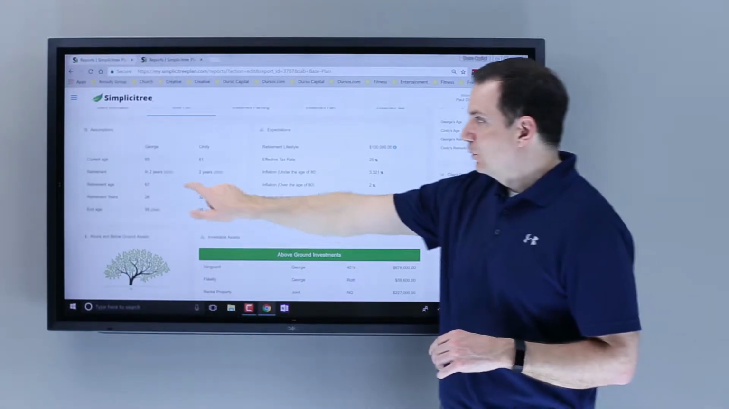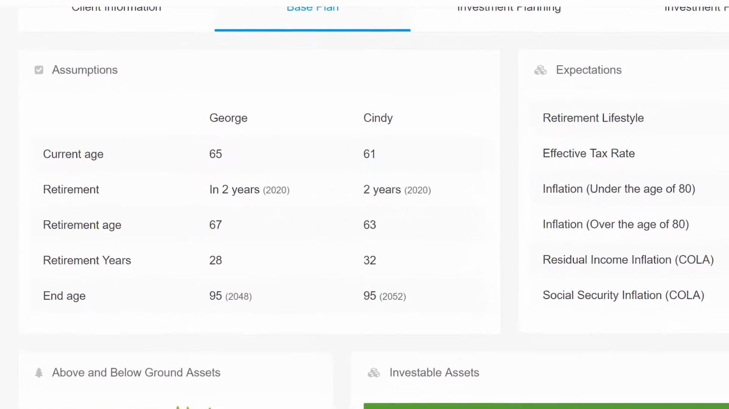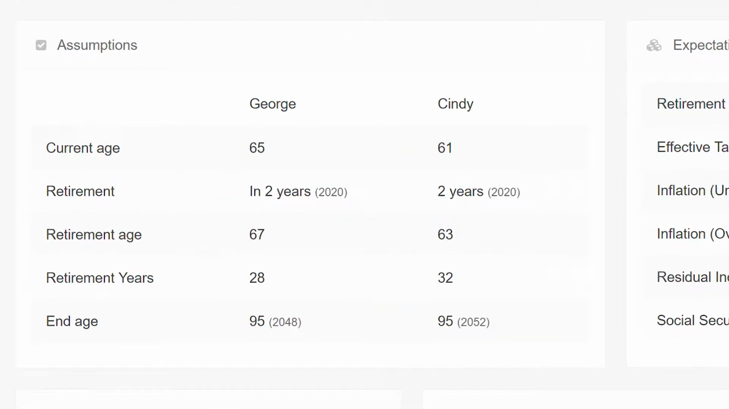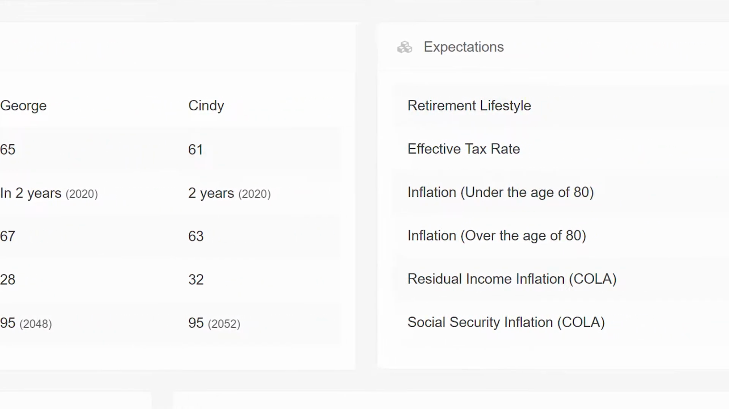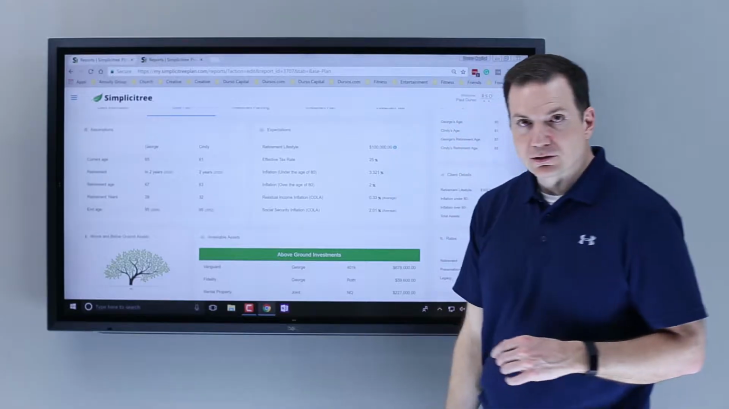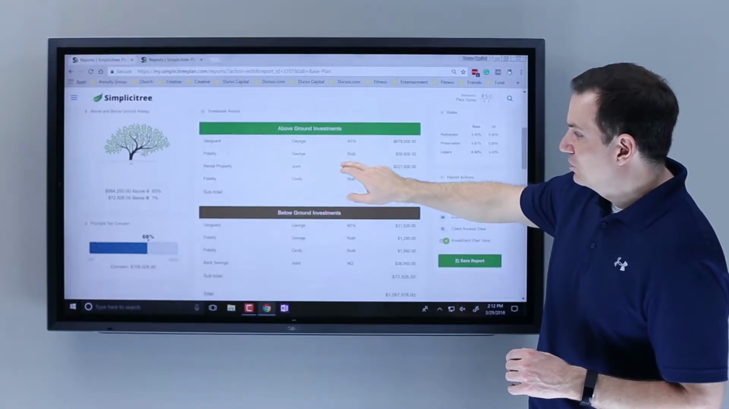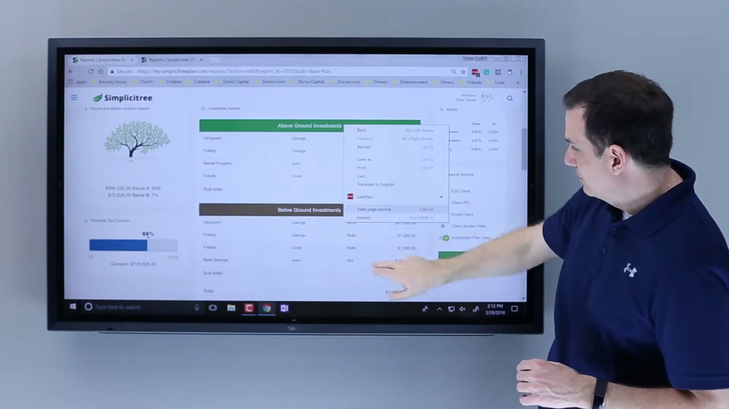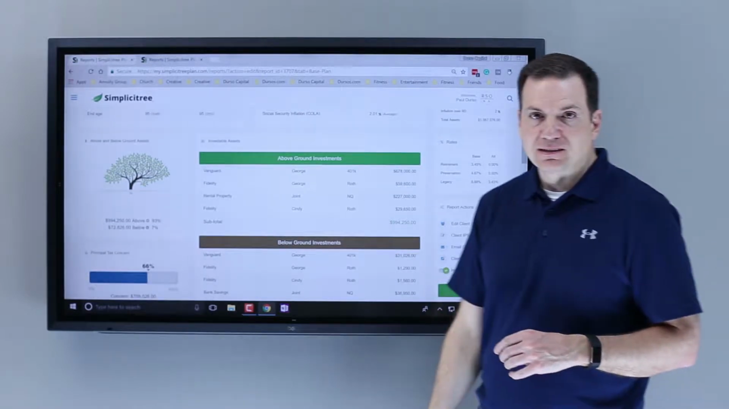So for this example, we've got George and Cindy. George and Cindy are 65 and 61. They want to retire on roughly $100,000 of retirement income in roughly 2 years. Okay? If we look at their asset base, which let me explain what this means in a minute, they've got just over $1 million of assets.